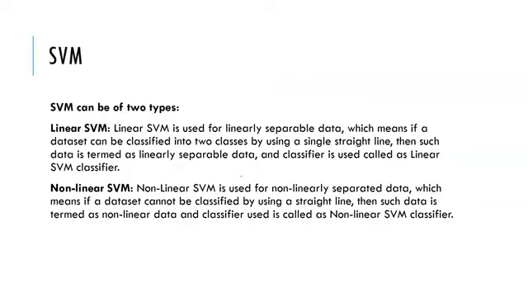So we have a linear kernel. Linear kernel is nothing but, you are assuming the data is linearly separable and you don't want any kind of transformation. There you define the kernel as linear. It is used for linearly separable data, which means if a data set can be classified into two classes by using a single straight line, then such data is called linearly separable. By default, it would be linear only. It will consider that the data is linearly separable.